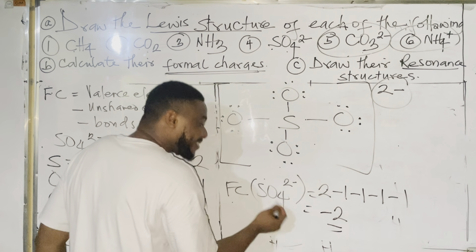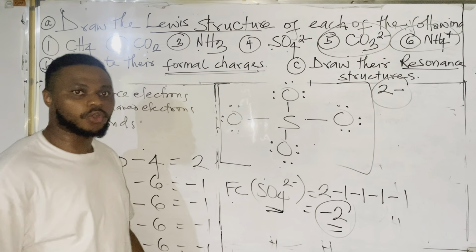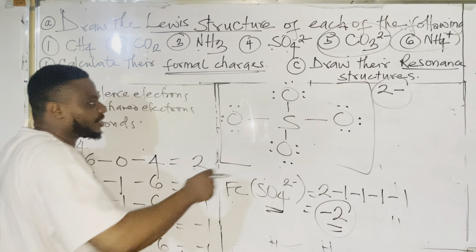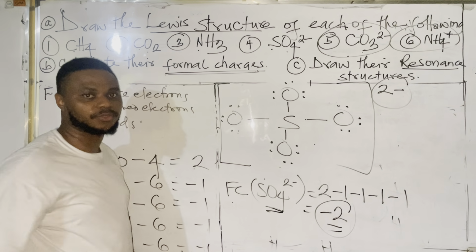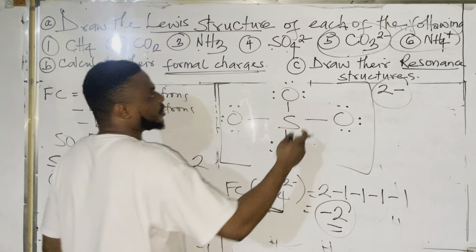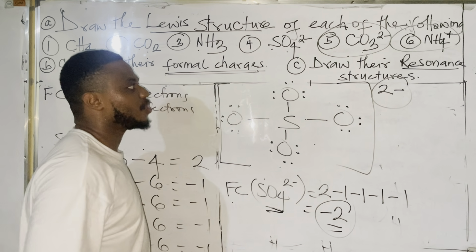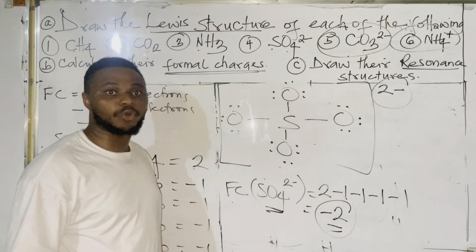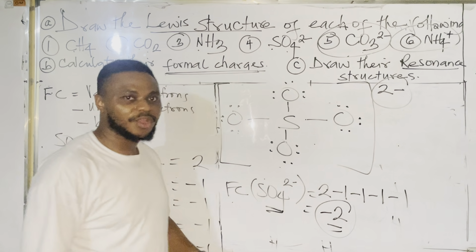So the formal charge of that compound must be the same as the charge on the compound, else you are wrong. You can also be told to calculate the formal charge of only one atom in that particular compound. So I want you to go calculate the formal charge of CO3 2 minus and NH4 plus. But you must first of all draw their Lewis structures before you'll be able to do that.